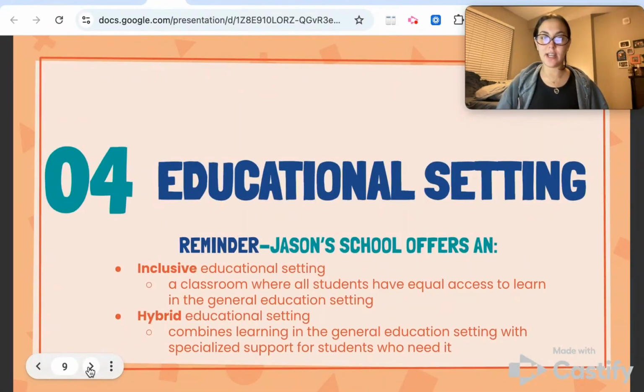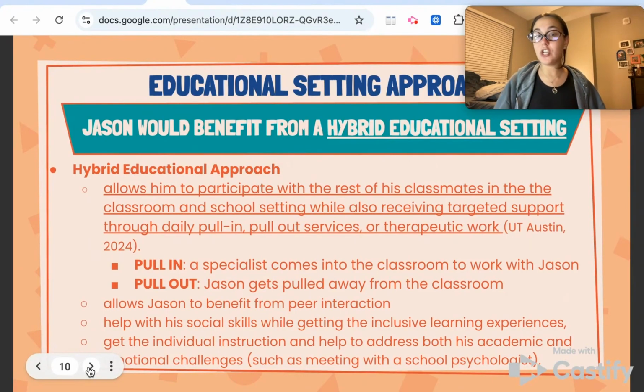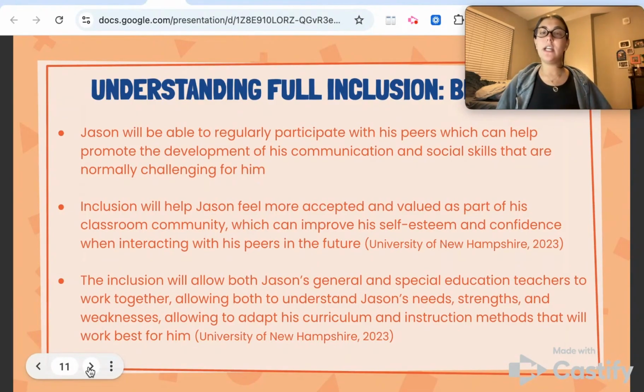Looking at the educational setting, as a reminder, his school offers both an inclusive educational setting and a hybrid educational setting. However, Jason would benefit from the hybrid educational setting, which will allow him to participate with the rest of his classmates in the classroom and school setting while receiving targeted support through daily pull-in or pull-out services. Pull-in is when a specialist will come into the classroom and work with him, and pull-out is when Jason gets pulled away from the classroom for help. This will allow him to benefit from peer interaction and help with his social skills while getting the inclusive learning environment experiences.